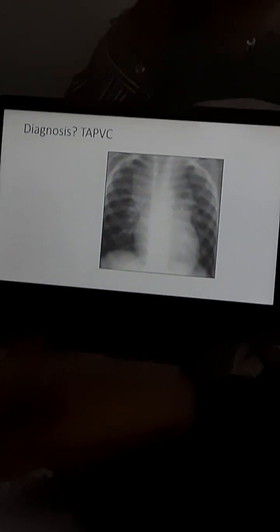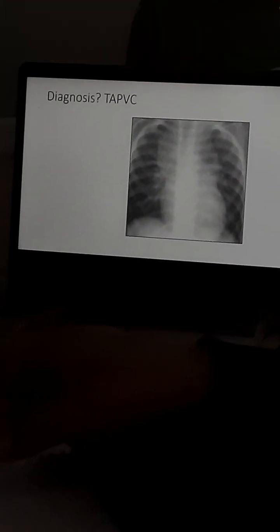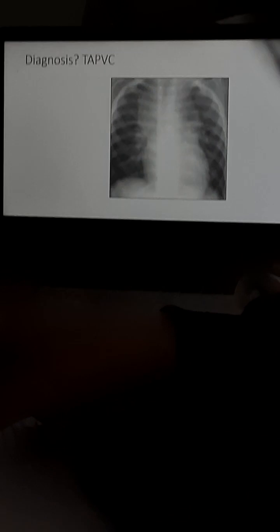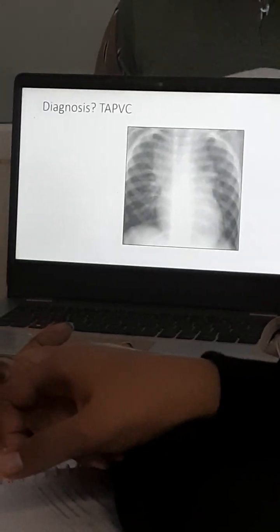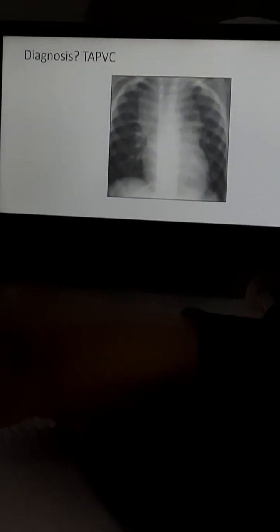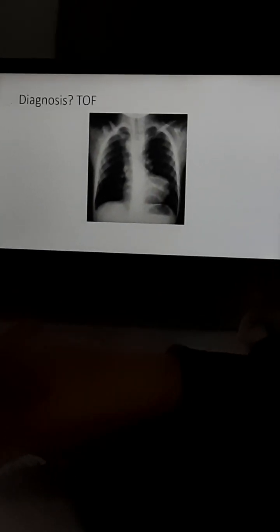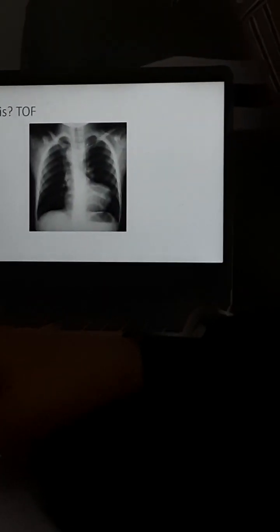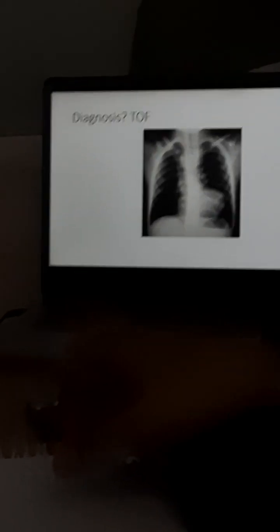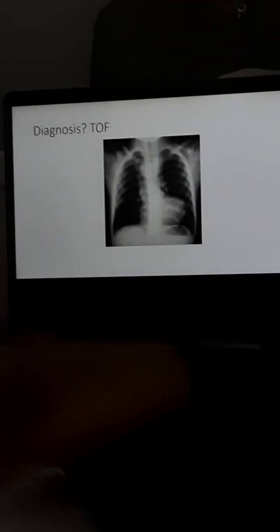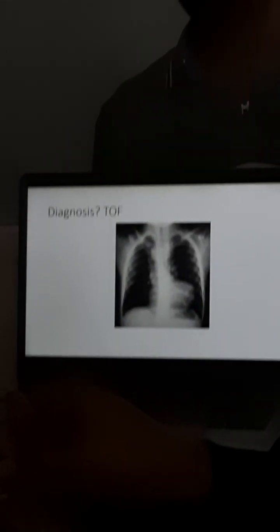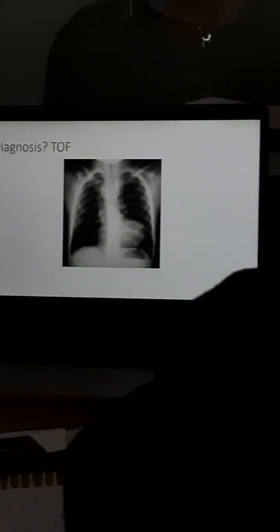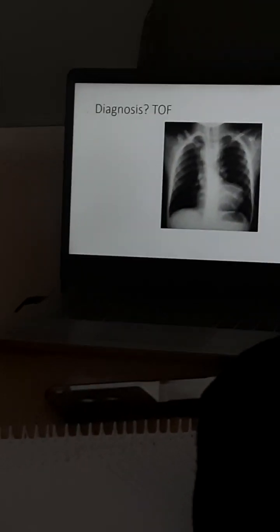Snowman, figure of 8 appearance. Snowman is TAPVC, total anomalous pulmonary venous connection. Boot shaped: classically you will see a boot. What are the components of boot shape? TOF: overriding of aorta, right ventricular hypertrophy, pulmonary stenosis, and VSD.